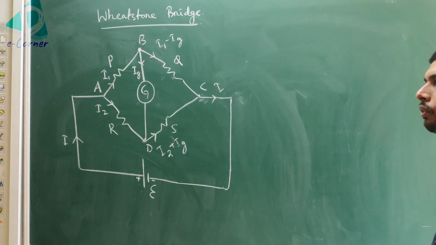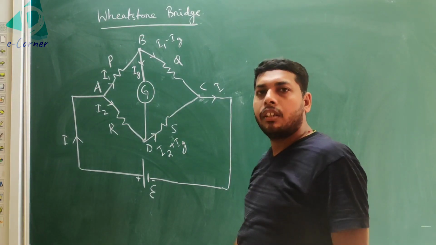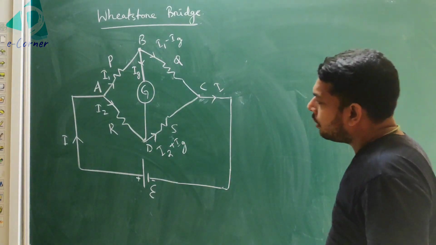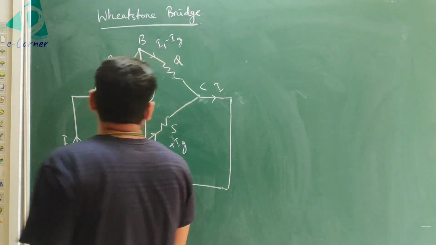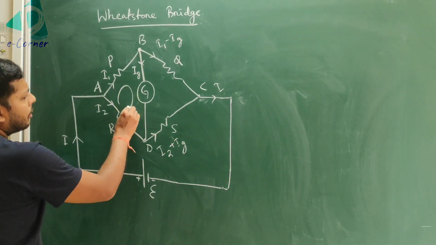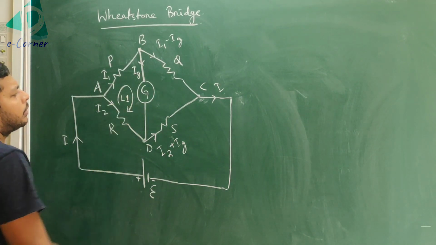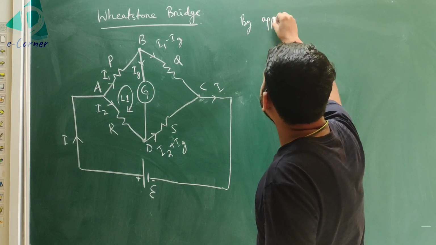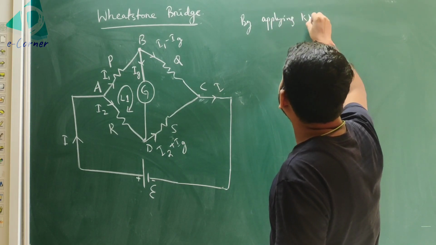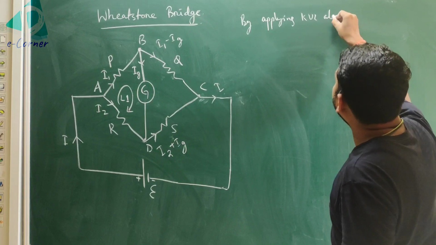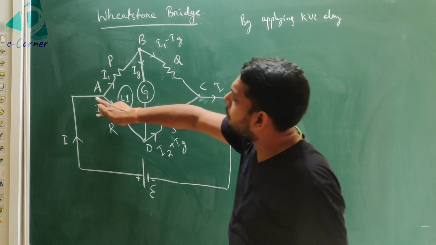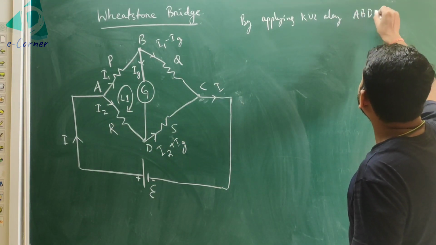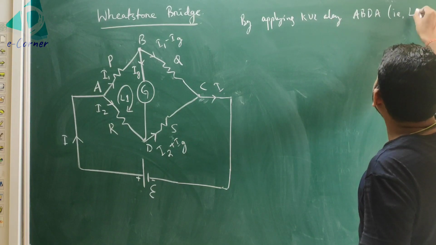Okay. So now our circuit diagram is correct according to the direction and value of the current. Now we will apply KVL here. This is the first loop, loop 1. By applying KVL, which one is our loop? A, B, D, A. That is loop 1.